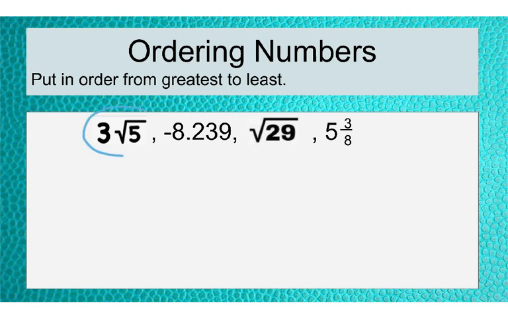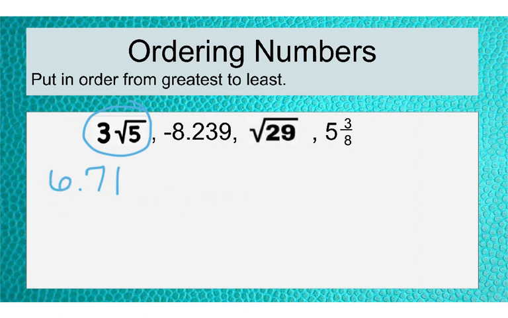I'm going to do the first one. I see 3 square root of 5. All that means is type in 3 times the square root of 5. If I type it in my calculator exactly how I see it, I get a number of about 6 and 71/100ths. Remember, I know it's not an exact answer because my decimal is really going to keep going and it doesn't stop. But I know it's between 6 and 7.